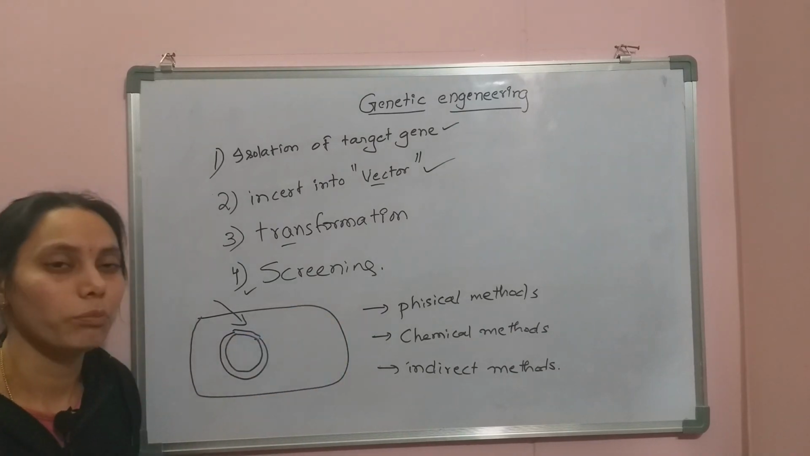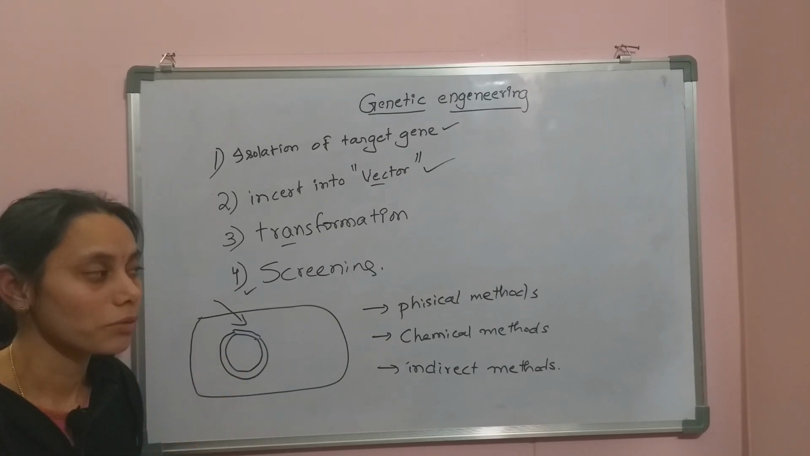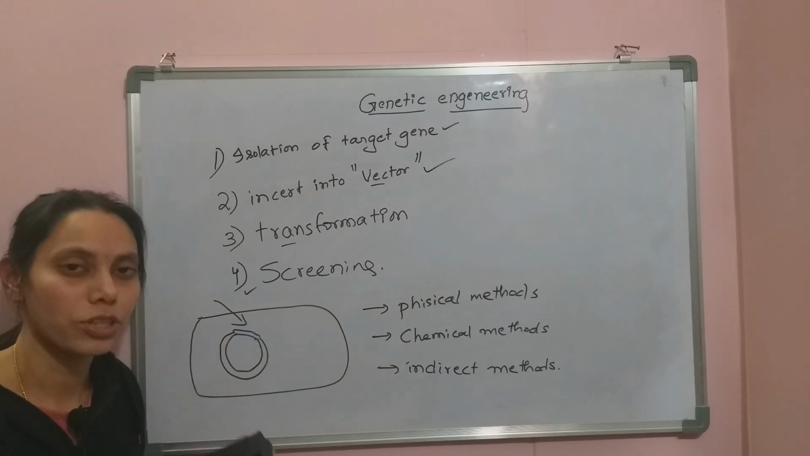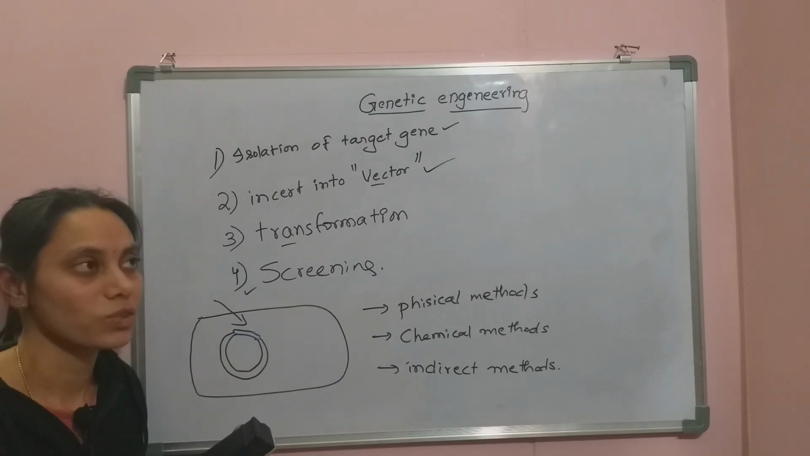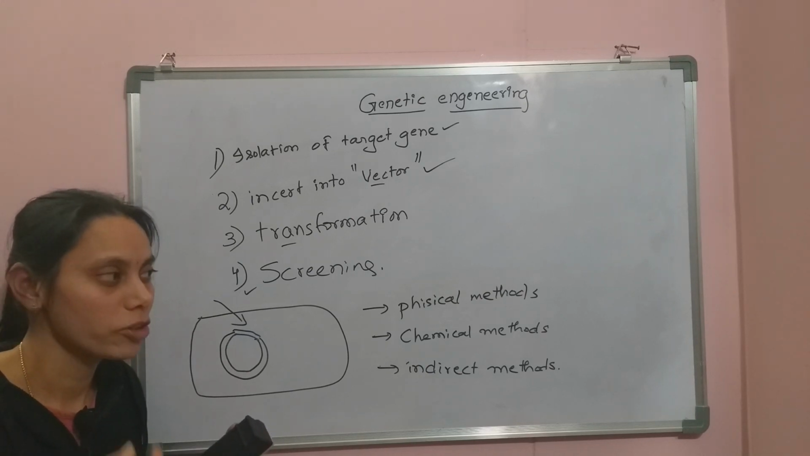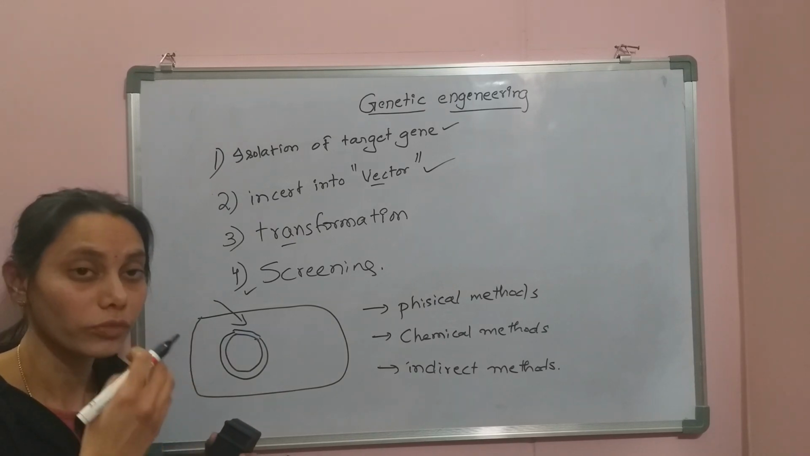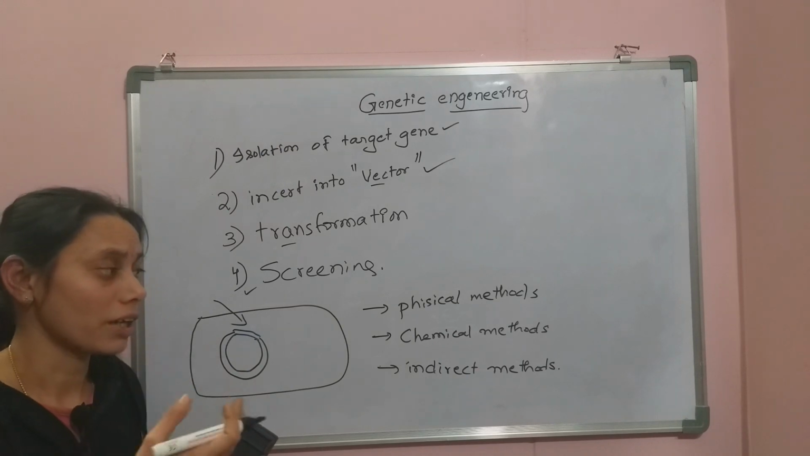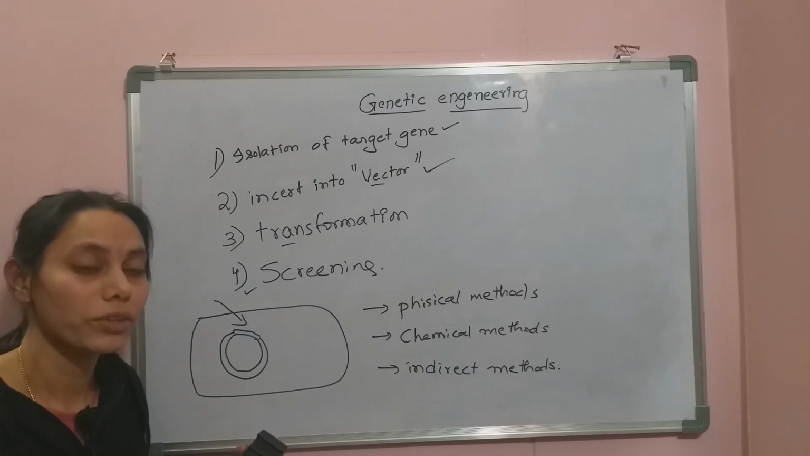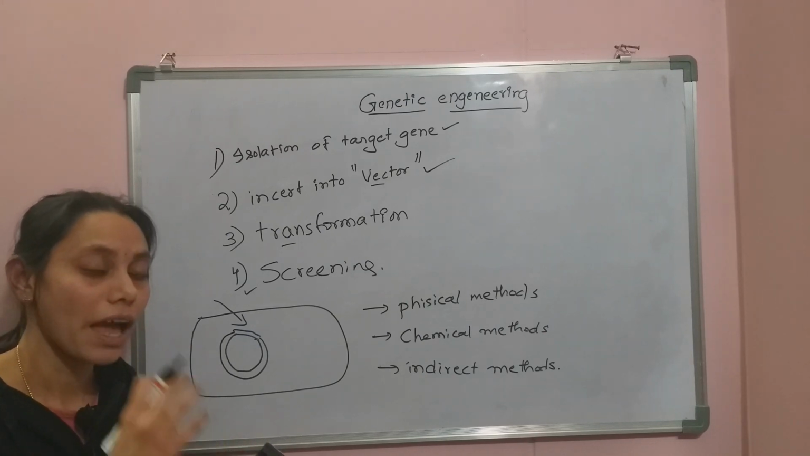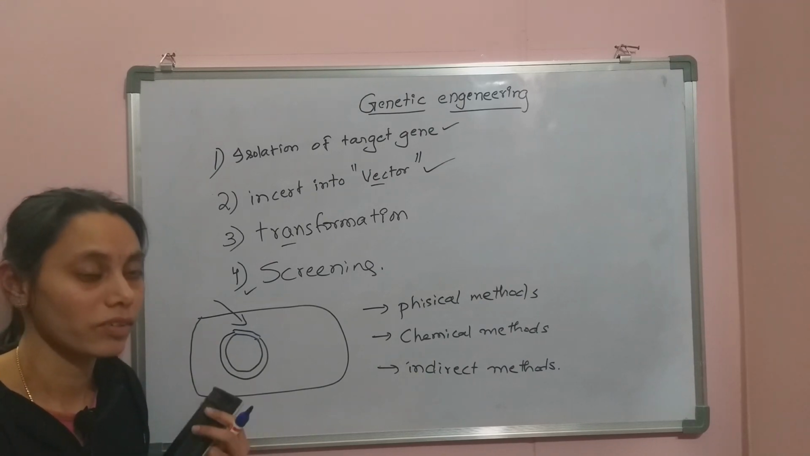So here there are some chemical methods. These chemical methods make the bacteria more competent. That means treatments with calcium chloride and PEG, that is polyethylene glycol, which makes a kind of ladder which can accept the target gene, the recombinant vector, into the host cell. These chemical treatments enable the bacteria to accept the foreign DNA, that is the recombinant vector in this case.